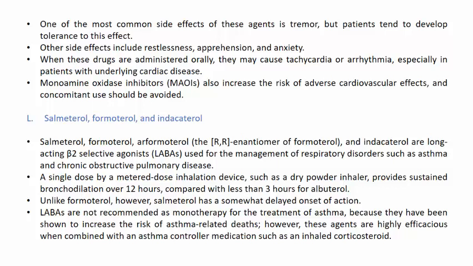Another agents which are the salmeterol and other agents واللي هي تعتبر, as you can see in this slide, long acting beta 2 selective agonists used for the management of respiratory disorders such as asthma and chronic obstructive pulmonary diseases. إذن هذه الagents هي تعتبر long acting beta 2 selective agonist وتستخدم للمانجمنت of respiratory disorder اللي مثال عليها الأسما والchronic obstructive pulmonary diseases، single dose by metered dose inhalation device such as dry powder inhaler provides sustained bronchodilation over 12 hours، يعني لذلك هذه تستخدم in case of asthma or chronic obstructive pulmonary diseases.